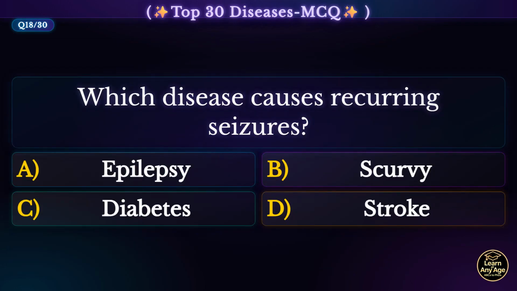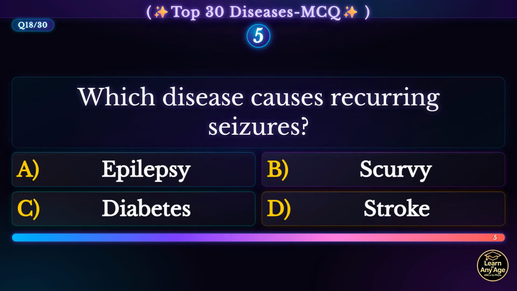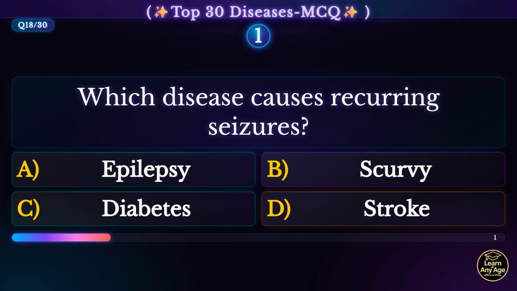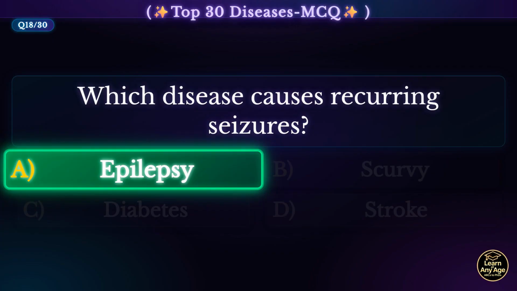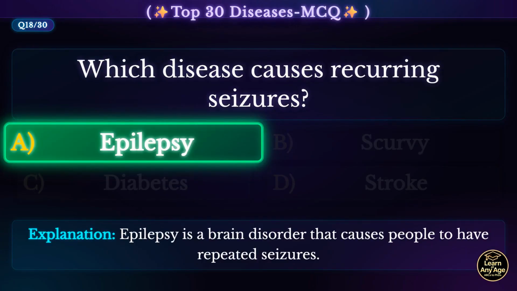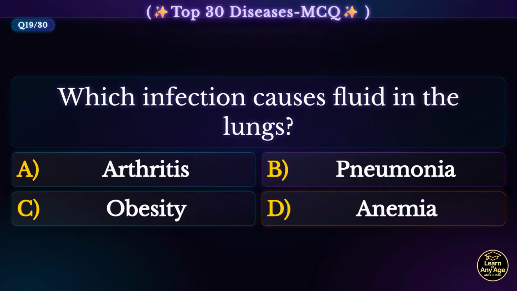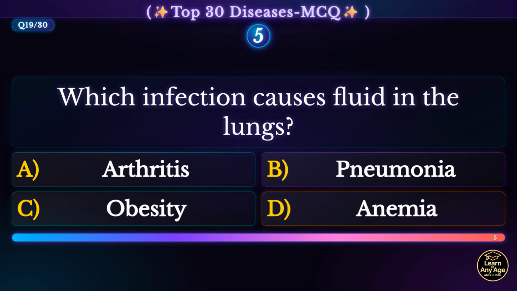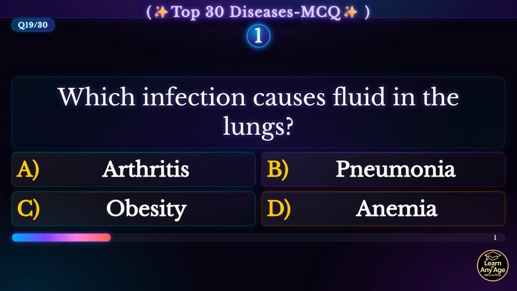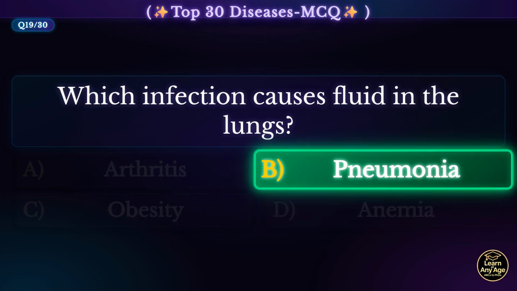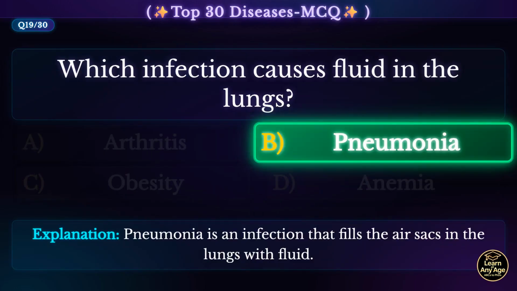Which disease causes recurring seizures? Epilepsy. Epilepsy is a brain disorder that causes people to have repeated seizures. Which infection causes fluid in the lungs? Pneumonia. Pneumonia is an infection that fills the air sacs in the lungs with fluid.